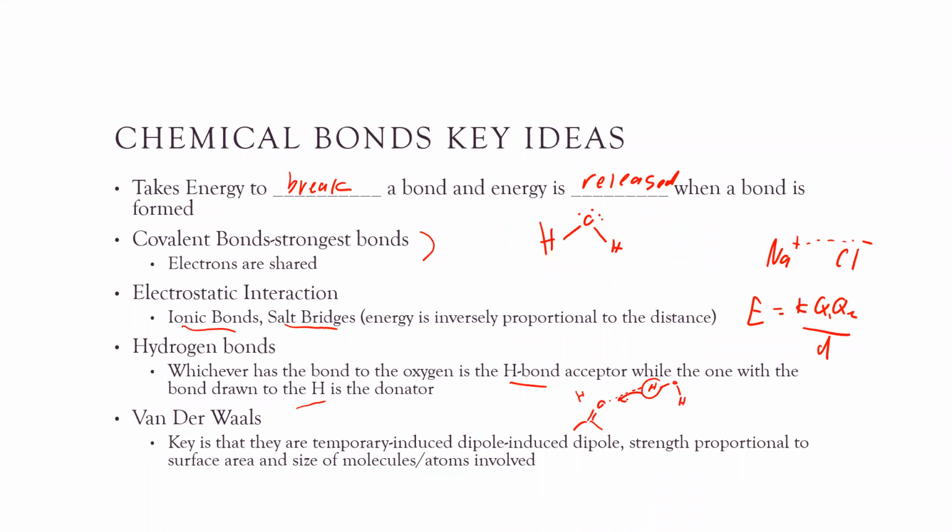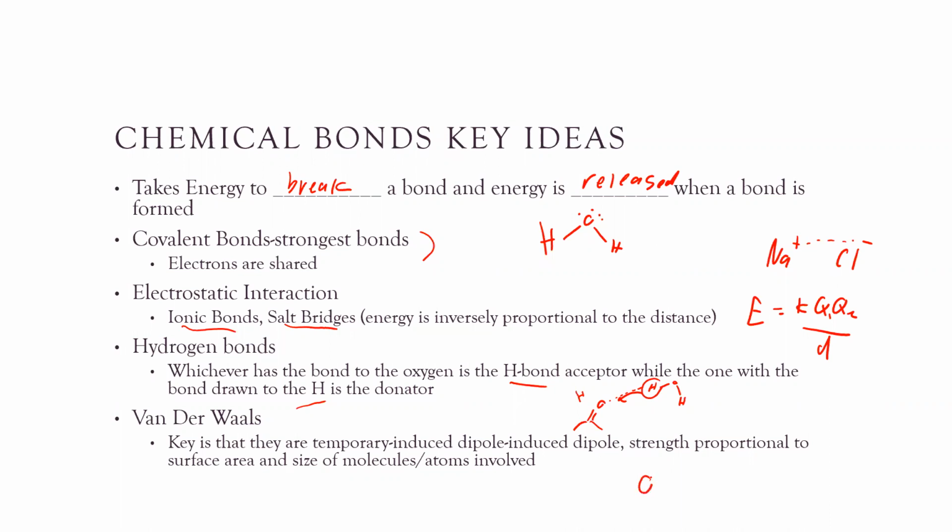So, and then van der Waals, the key thing you need to know about van der Waals is that the size of the atoms involved is proportional to the strength, right? Because it's about this electron cloud density, right? Kind of creating these instantaneous dipoles, right? And so if you don't have a very large cloud, it's not going to produce a very large charge, right?